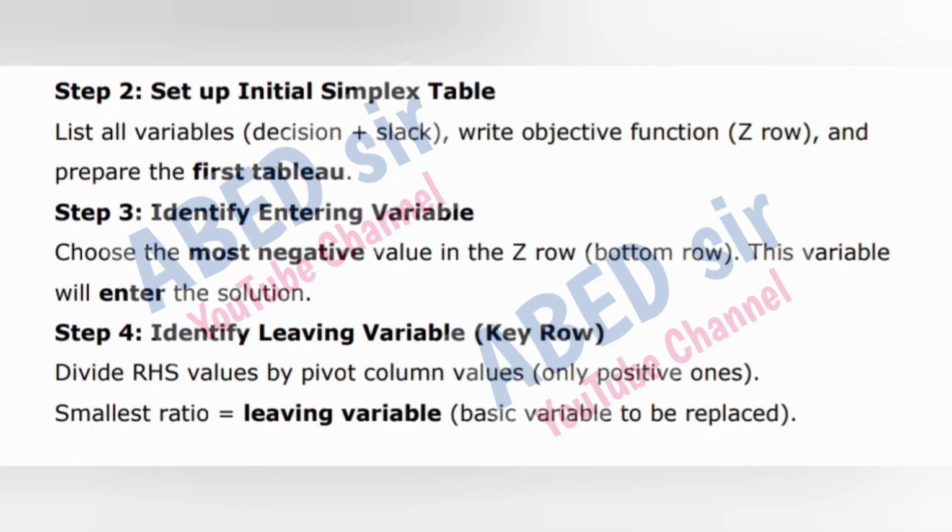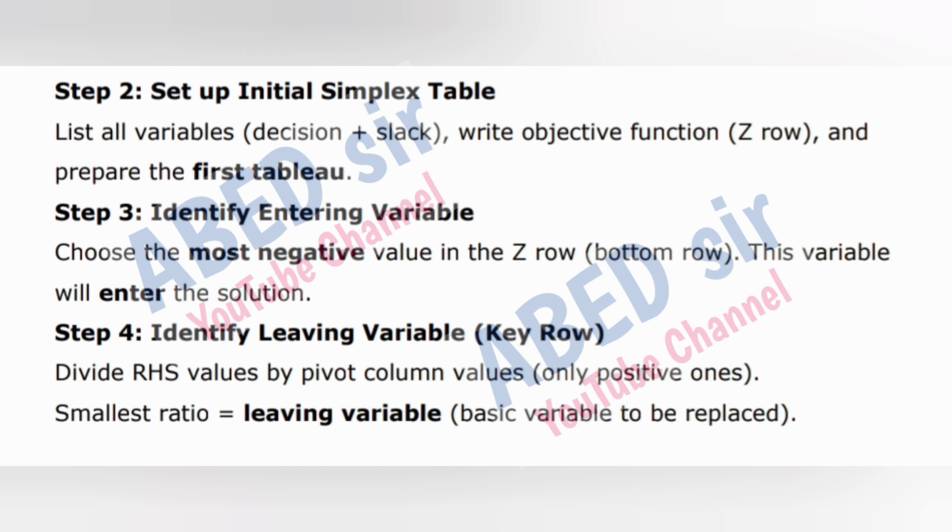Step 2. Set up initial Simplex table. List all variables, decision plus slack, write objective function, Z row, and prepare the first tableau. Step 3. Identify entering variable. Choose the most negative value in the Z row, bottom row. This variable will enter the solution.